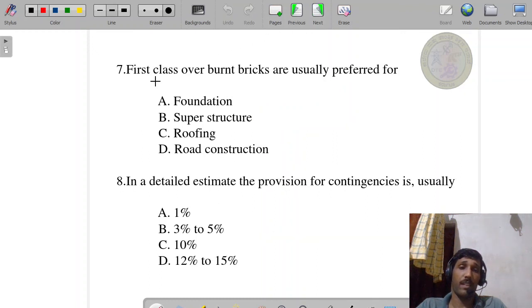Next, question number 7. First class overburnt bricks are usually prepared for foundation, superstructure, roofing, road construction. Which is the correct answer? The correct answer is foundation. Next, in a detailed estimate, the provision for contingencies is usually provided 1%, 3 to 5%, 10%, 12 to 15%. Which is the correct answer? Option C is the correct answer.